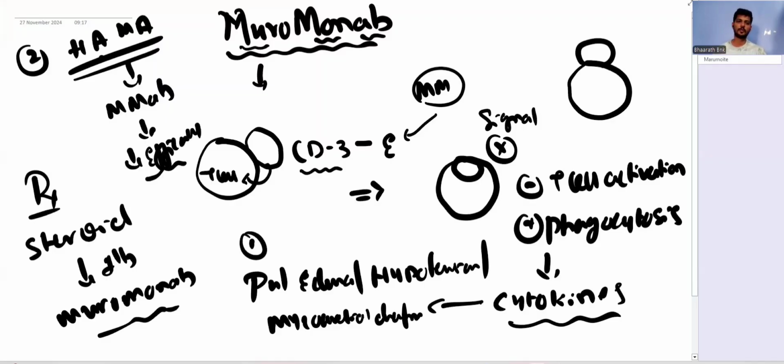So these are the two problems that were associated with muromonab: human anti-murine antibodies are produced, which reduce its efficacy, and massive cytokine release syndrome. So this was also called OKT3, and that is why it was withdrawn from the market, and now it is only of historical importance.